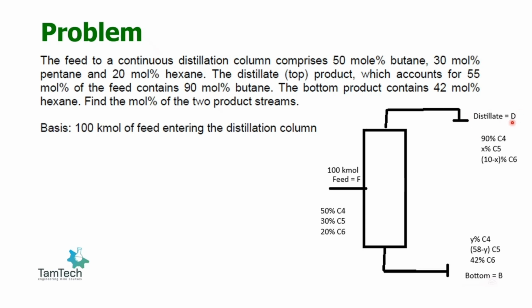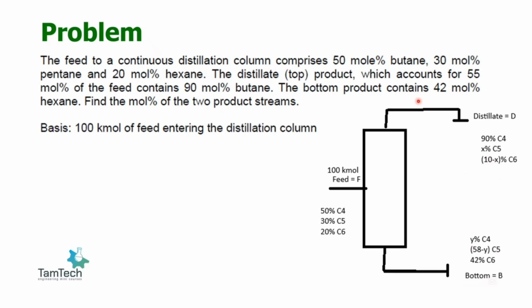Like we have feed, we have distillate. This distillate is equal to 55% of the feed, and it also contains C4, C5, C6, each of these components. But as we know, in the distillate we should have lighter components, so that's why 90% of it is C4, and we know that the summation of all percentages should be 100 in one product. So you see here, we denote C5 as X, and C6 should be 100 minus 90 minus X, which is equal to 10 minus X.